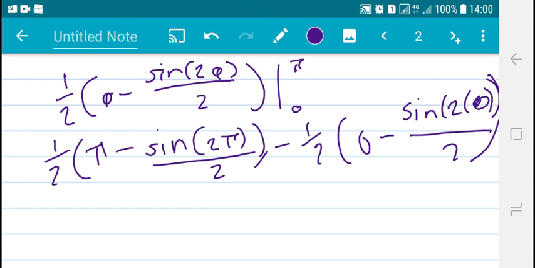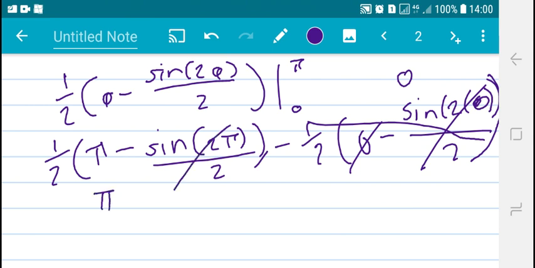And now we notice that for the second term, everything will be 0 since sine of 0 is 0. So this whole thing is 0. And of course sine of 2 pi, since sine represents the y value in a unit circle, 2 pi will just be 0. And then we are just left with pi. So it's pi over 2 is the final answer.